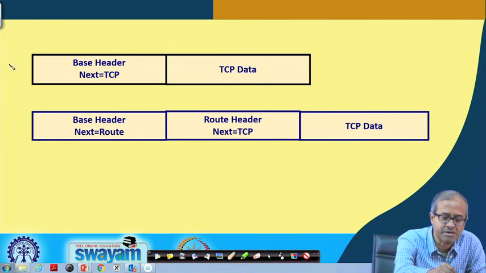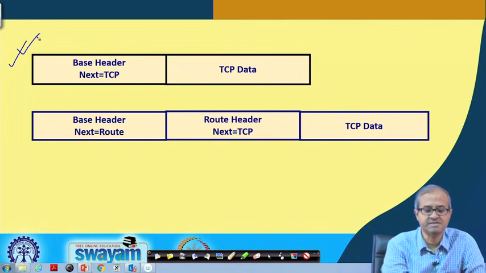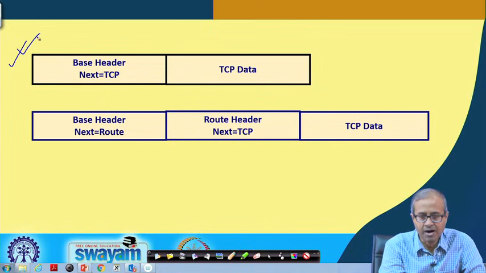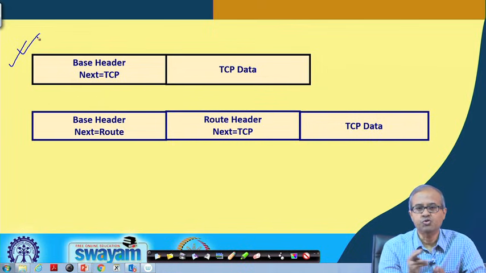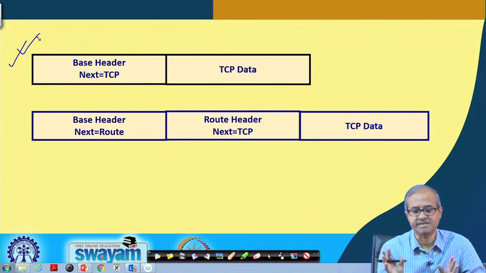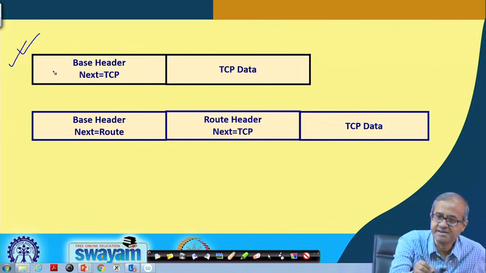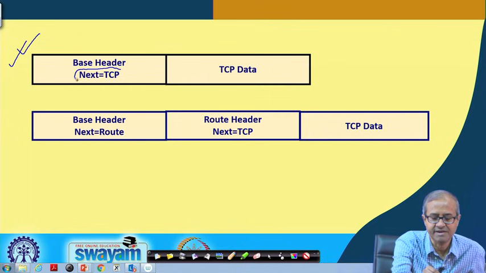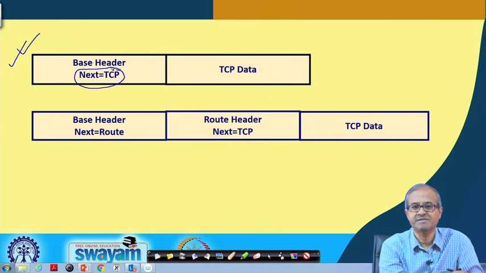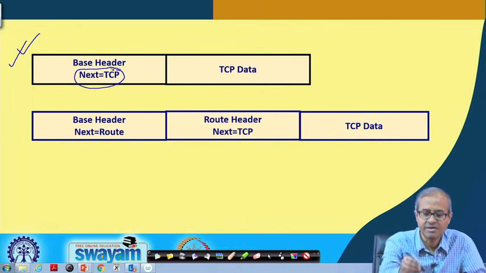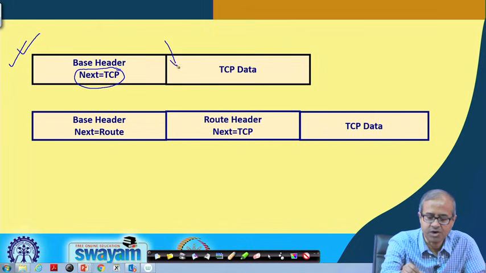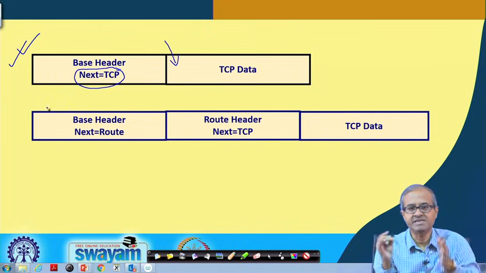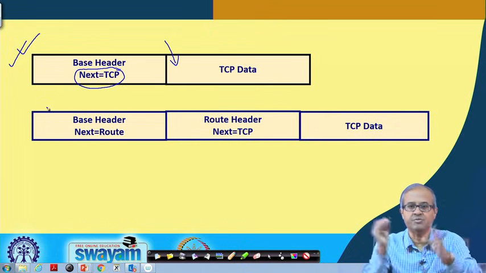This is one example. Suppose this is an IPv6 packet which does not contain any extension header. So, in the base header the relevant fields are there, and the next header field contains TCP, which means it will know that whatever follows the base header is the actual TCP PDU which is carrying the data to be transmitted.